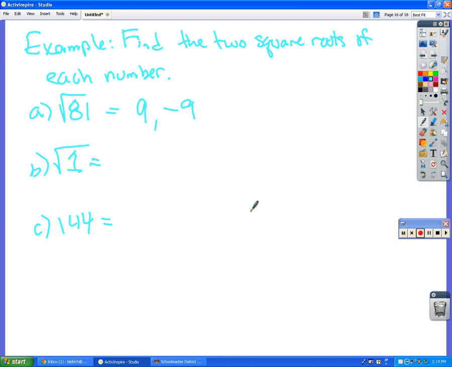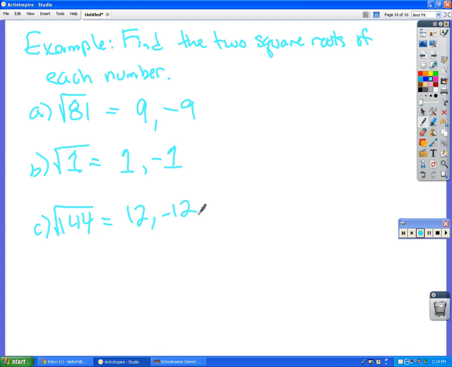So what number times itself equals 1, Austin? 1. 1 times 1 is 1. And what's the other square root of 1, Michael? Negative 1. Good. Okay? And then 144, that's a little bit trickier because that's a bigger one. Yes. 12. Good. 12 times 12 is 144, and then of course the other one is negative 12.